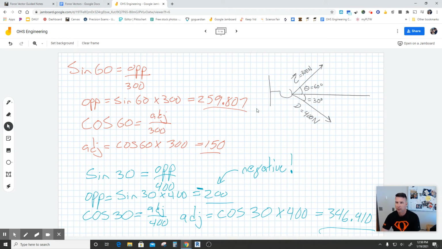So you'll go through that math, and you will get these four answers for opposite and adjacent, and then again, opposite and adjacent. Something I want you to take note of is this 200 is going to end up being negative. I don't mean the answer is negative. I'll actually show you more in the next slide.